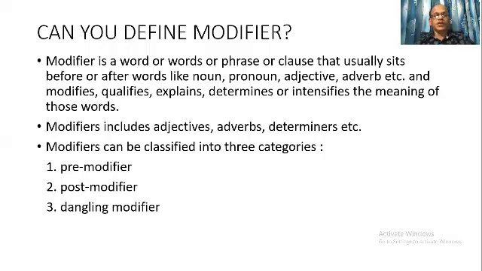Modifiers include, look at the characteristics, adjectives, adverbs, determiners, etc. Another characteristic is modifiers can be classified into three categories. Number one, pre-modifier. Number two, post-modifier. And number three, dangling modifier. So let us proceed.